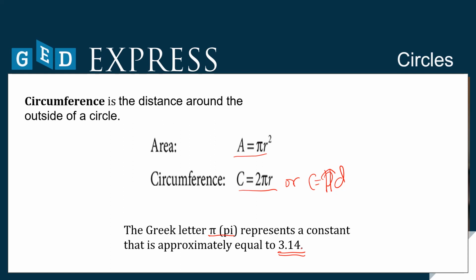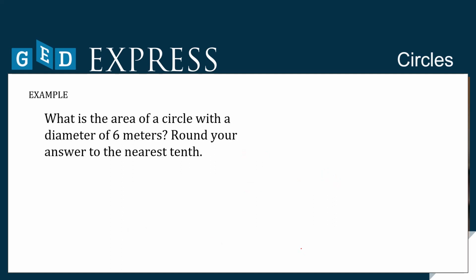Let's try some GED type of question. First question. What is the area of a circle with a diameter of 6 meters? Round your answer to the nearest tenth. If the diameter is 6 meters, then the radius is what? Okay, diameter is 6 meters. The radius is what?